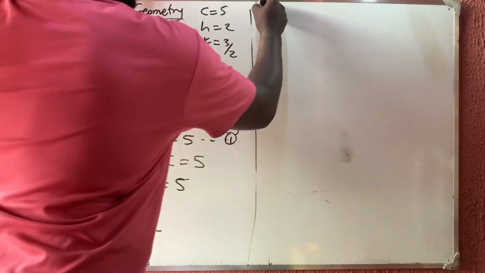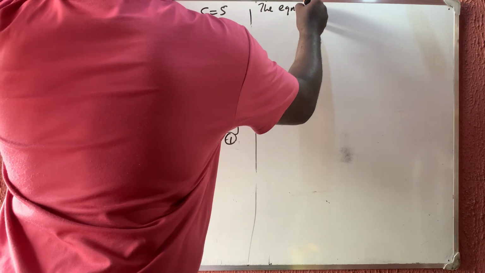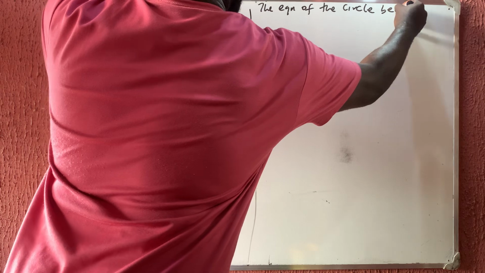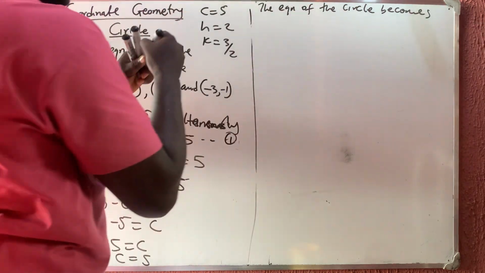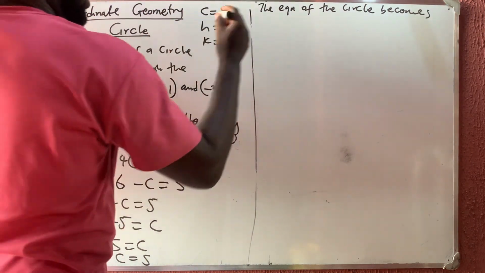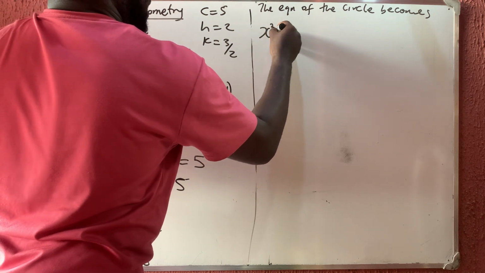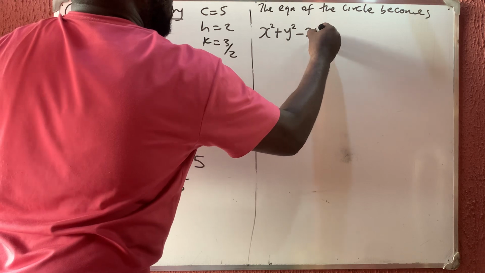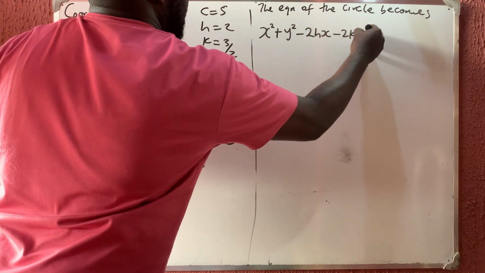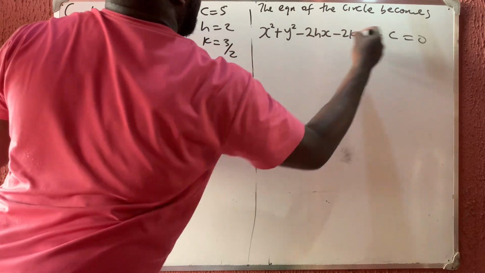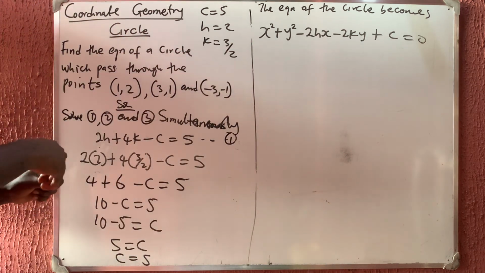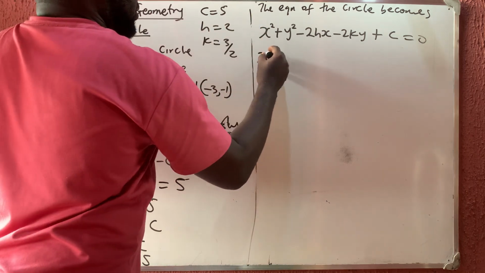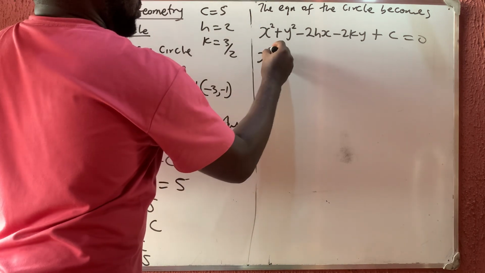So the equation of the circle becomes the same formula again. x squared plus y squared minus 2hx minus 2ky plus c is equal to 0. So let us now substitute our h, k, and then our c. So I'm having x squared, because it's an equation. Equation must have x and y.